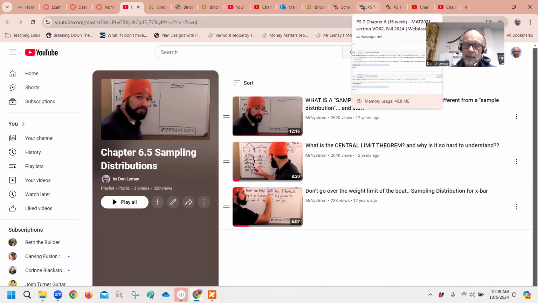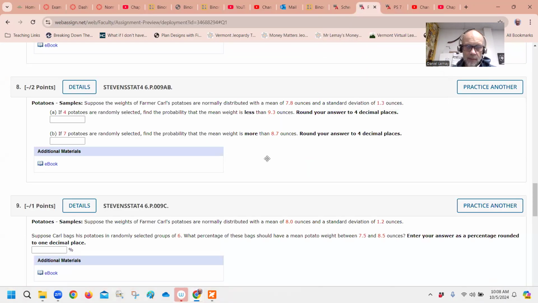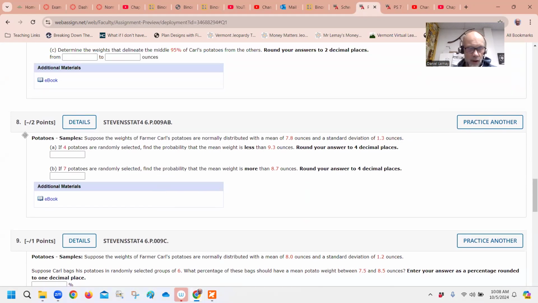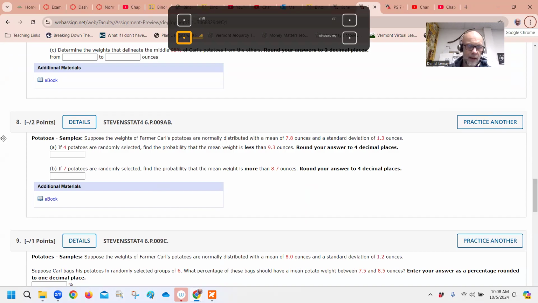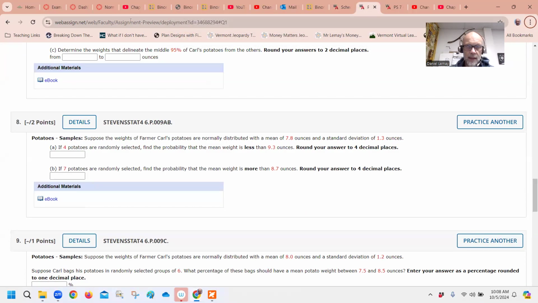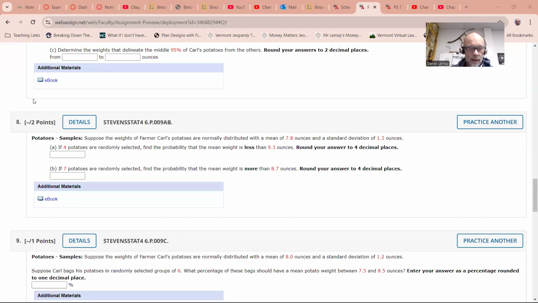So let's come back to that problem and let's look at number 8. So number 8 says we've got a mean of 7.8. Here, I'm going to write it over here so I can see it. So annotate. So the mean, the mu is 7.8. The standard deviation is 1.3, and n equals 4.